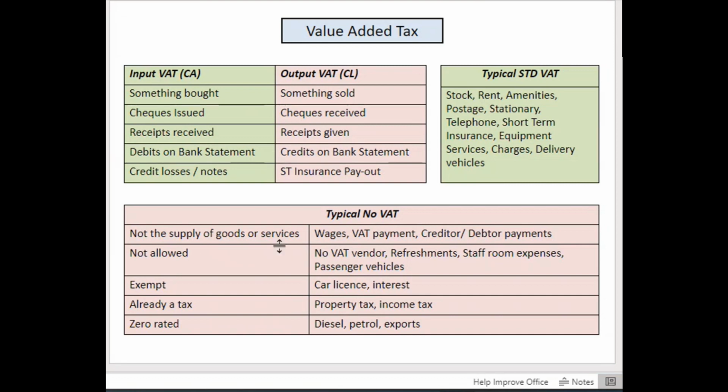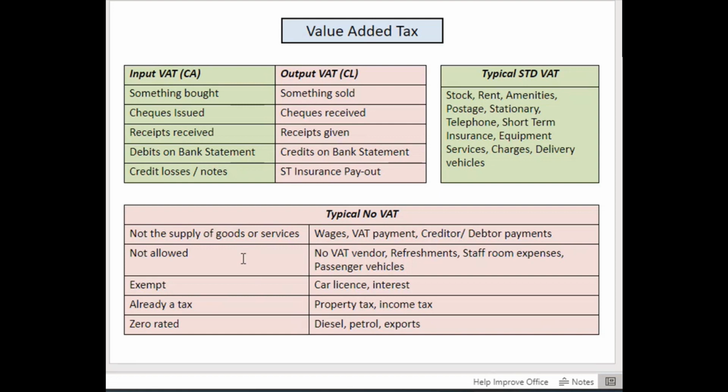So sometimes something is not the supply of goods or services, and then there will be no VAT. Some things like that are wages and VAT payments. You can't pay tax on tax. I've said that many times. And then payments made to creditors or payments received by debtors. Why? Because you dealt with the VAT the moment the invoice was given. So that's why it's not applicable now.